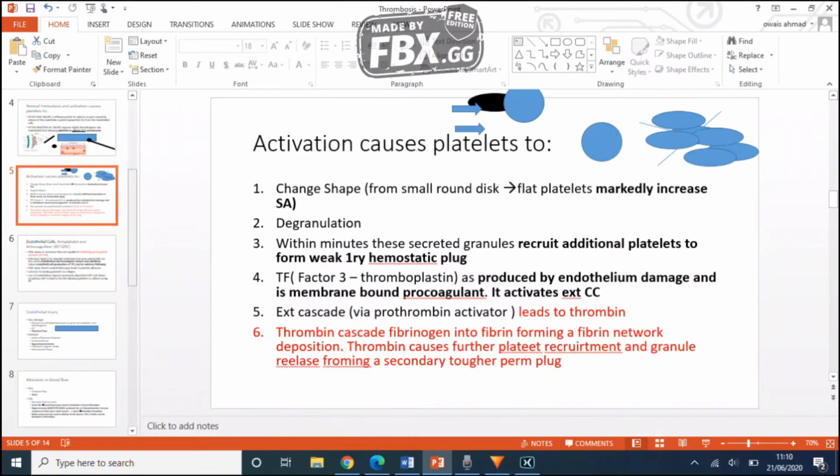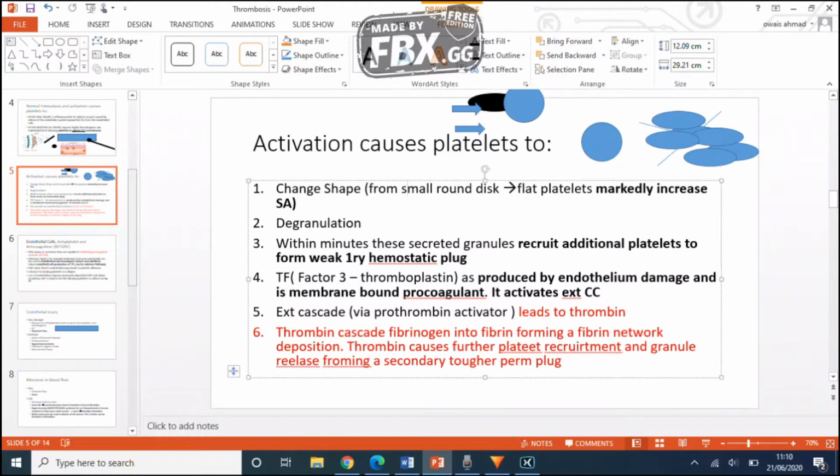So what is activation? First of all, there are steps. Platelets will change their shape. Second will be degranulation. Third, these platelets will adhere to each other. The fourth will be the activation of the extrinsic pathway, which involves tissue factor. So, change in shape: platelets are small and round, and then they become flat. That marks increased surface area, then degranulation, and then recruitment of additional platelets to form a primary platelet plug.